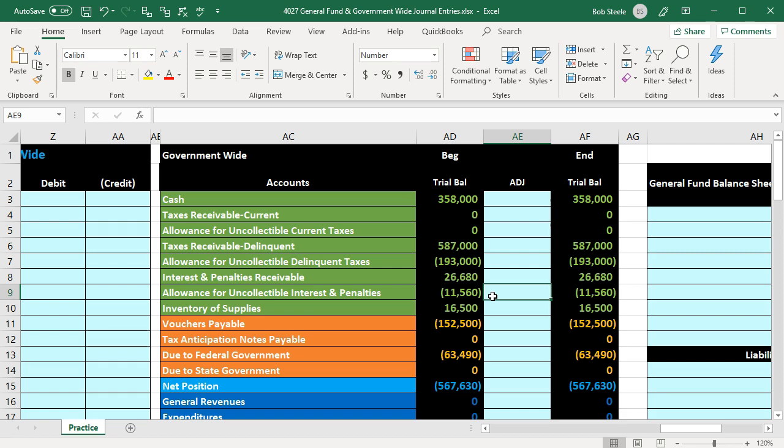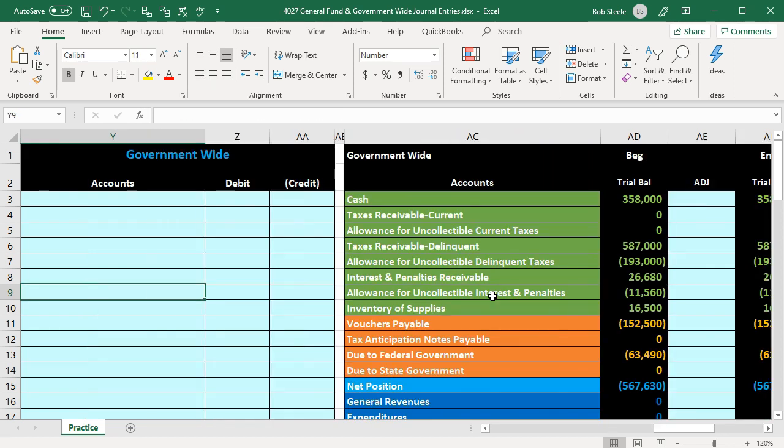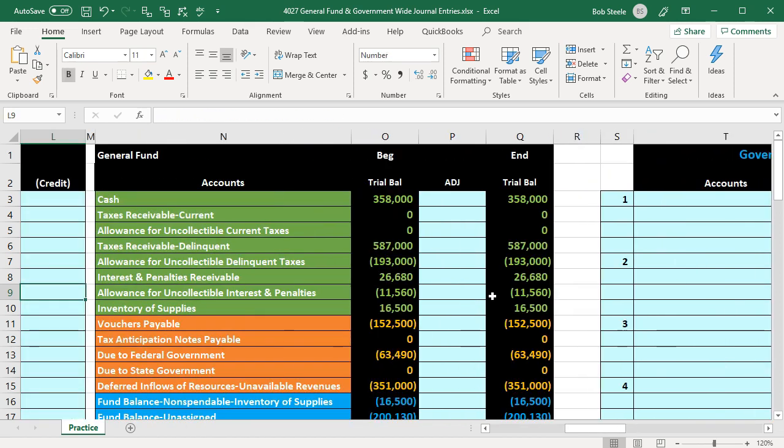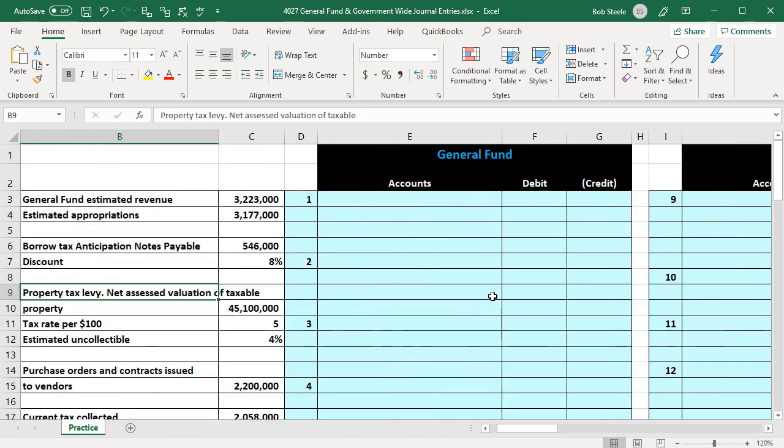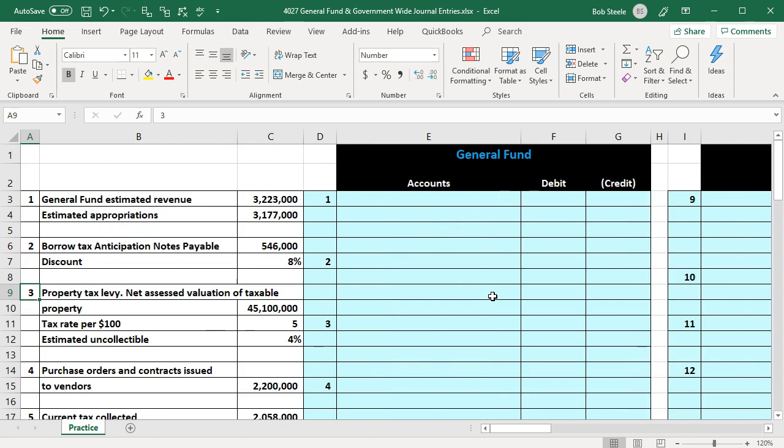Recall that the government-wide activities is going to be on an accrual basis, which we would be more used to if we're in financial accounting or we know financial accounting. And the general fund is going to be on modified accrual, which is going to have some more funny business going on with the governmental accounting. Okay, so we're going to go back.